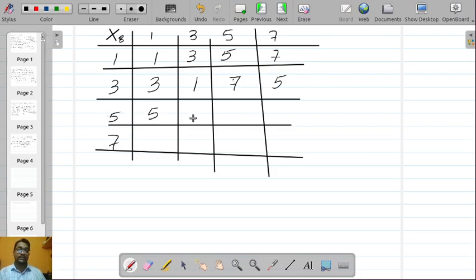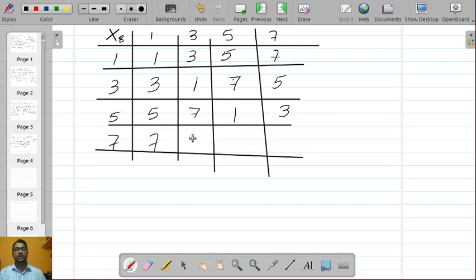5 times 3 is 15. 15 when divided by 8, the remainder is 7. Okay, and 5 times 5 is 25, when you divide by 8, the remainder is 1. 5 times 7 is 35, when you divide by 8, the remainder is 3. 7 times 1 is 7.